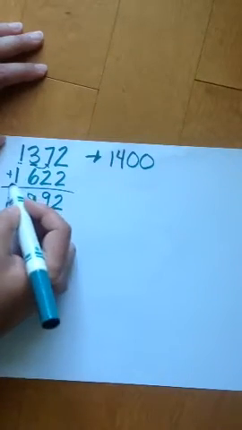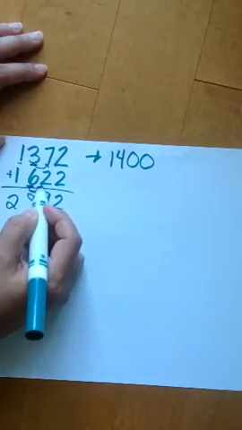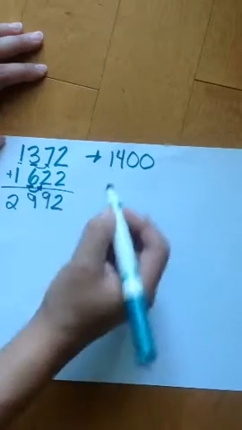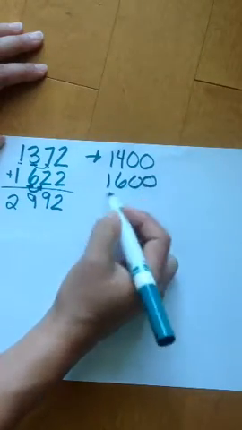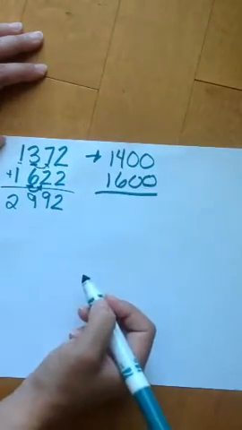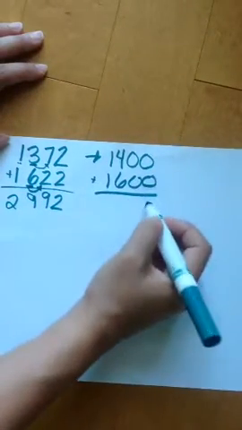Now, if I'm going to round this number, I'm going to underline the 6, point to the 2, lower than 5, so it's going to stay as 1,600. So then I would go ahead and I would do the addition to check whether it was reasonable.